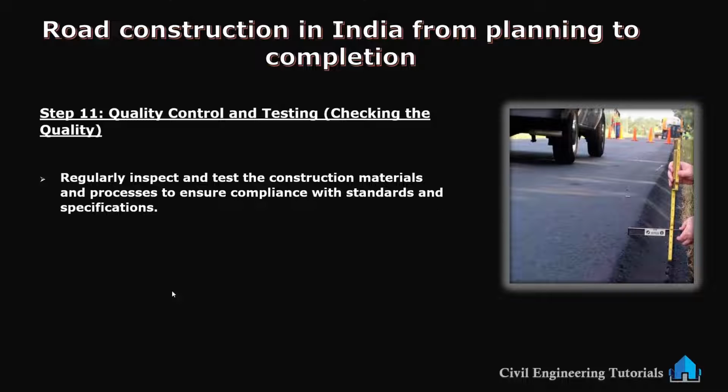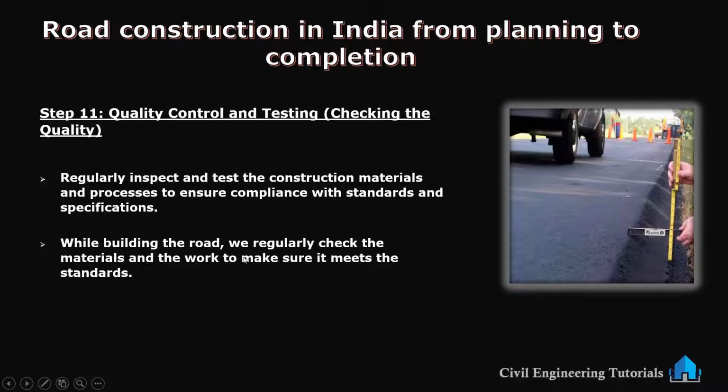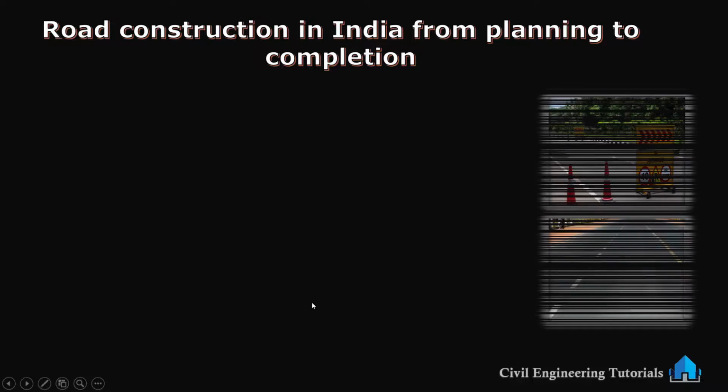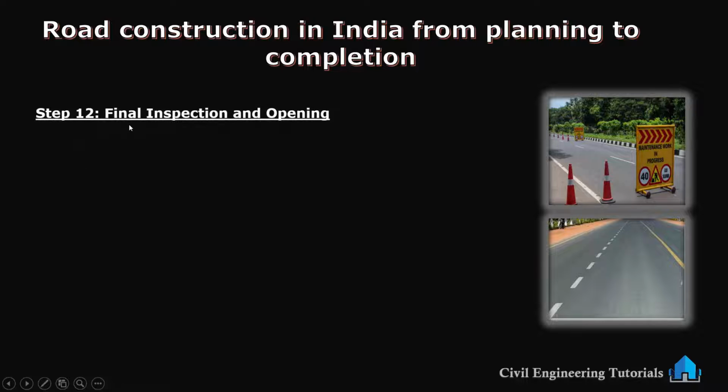They regularly inspect the materials and construction to ensure everything is of high quality, just like a teacher checks your work for accuracy. Okay, these are just examples I am giving you to understand. So regularly inspect and test the construction materials and process to ensure compliance with standards and specifications. While building the road, we regularly check the materials and the work to make sure it meets the standards. This is step number 11, that is the quality control and testing, checking the quality. It plays a very important role. Now, the next step, that is final inspection and opening.